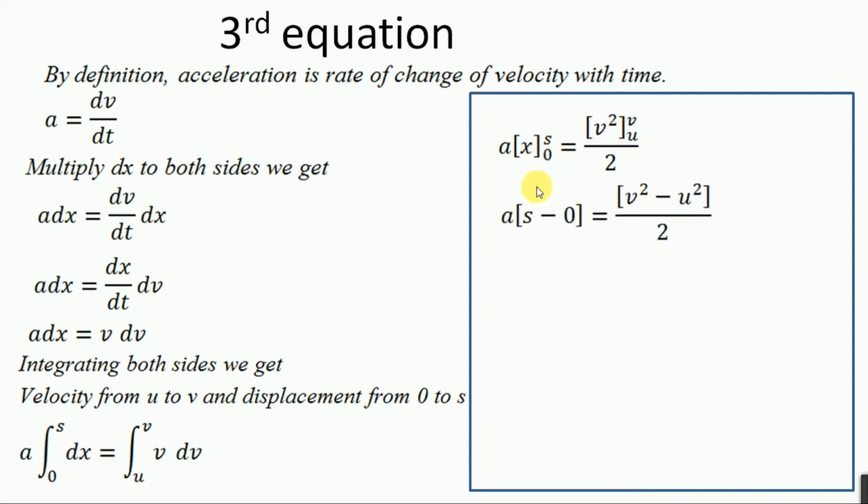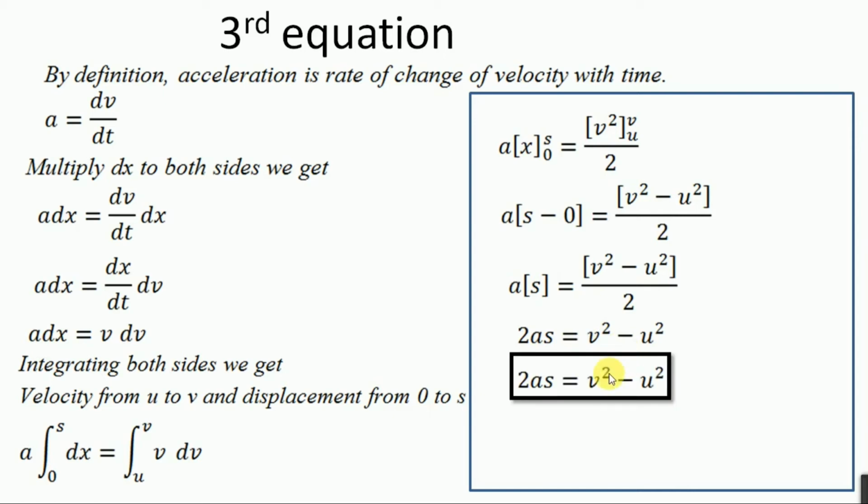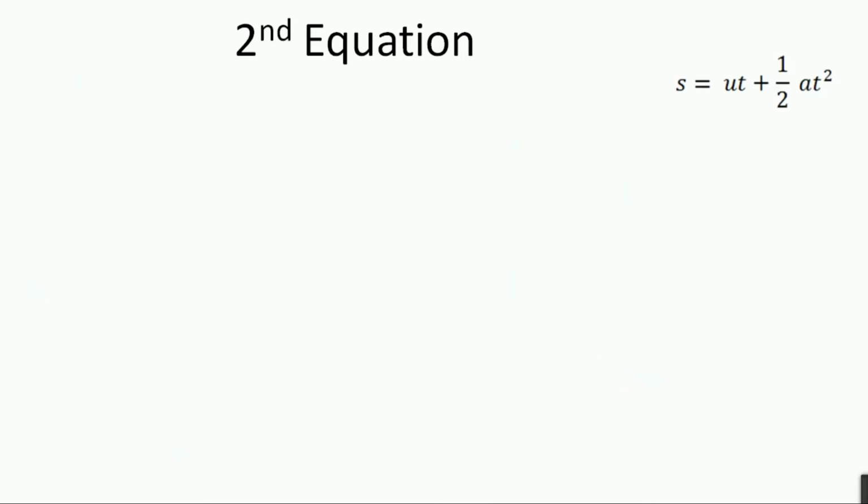Now I'll put in the values. For x I'll put s minus 0, and for v square I'll write the upper limit v square minus the lower limit u square, by 2. So s minus 0 is s. If you multiply this to this side, you will get 2as is equal to v square minus u square. So this is the third equation of motion. And now we'll derive the second equation.